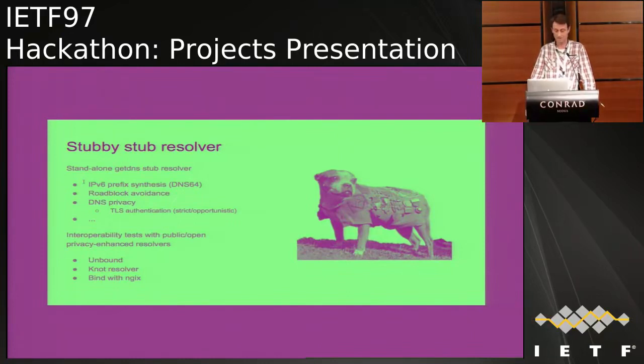IPv6 prefix synthesis for DNS64, roadblock avoidance, DNSSEC roadblock avoidance, all kinds of DNS privacy extensions. What we've done now is test Stubby against a number of open privacy enhanced DNS resolvers. They run in different places: DNS OARC, RIPE NCC, at Sinodun offices. And we tested against Unbound, Knot Resolver, and BIND with Nginx in front of it. And we found some issues, but we solved them. So those are good results.